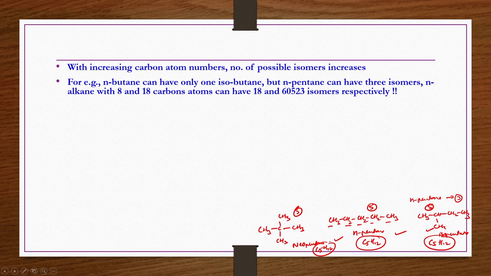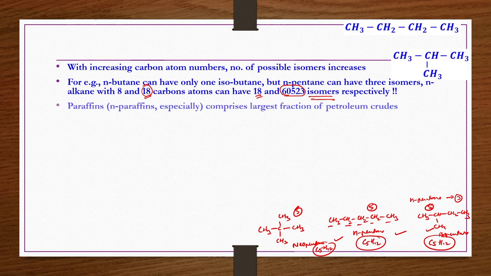Likewise, if you have octane, then 18 isomers are possible. If you have 18 carbon alkanes, that is nothing but octadecane, then 60,523 isomers are possible. So, with increasing number of carbon atoms, the number of isomers is not only increasing, it is increasing exponentially. That is what you can understand from these numbers. This is n-butane, this is isobutane.